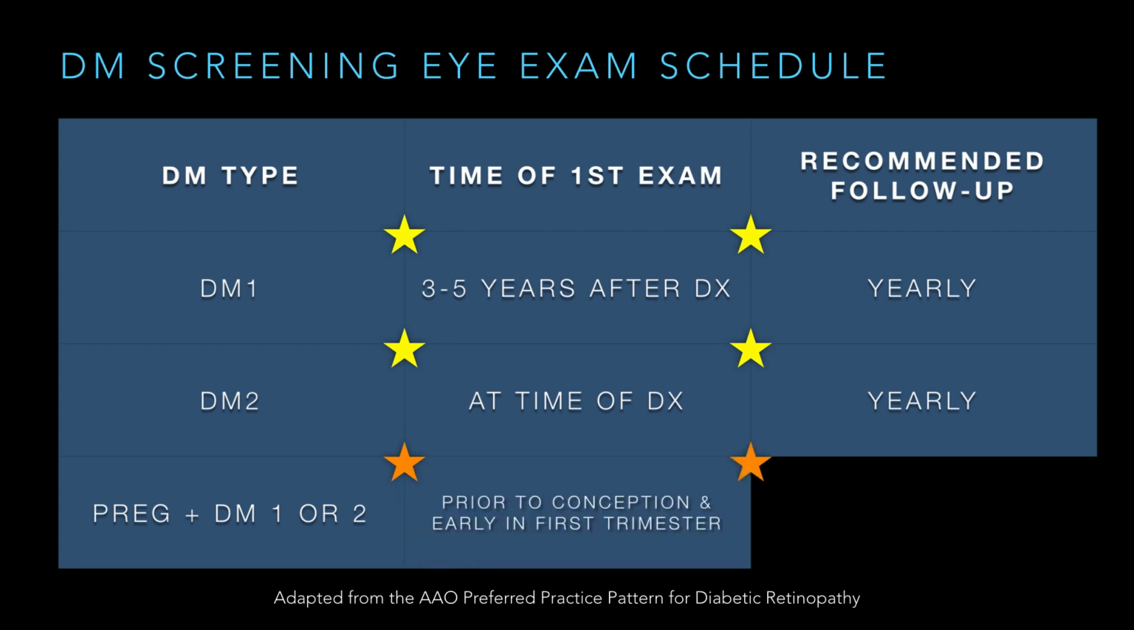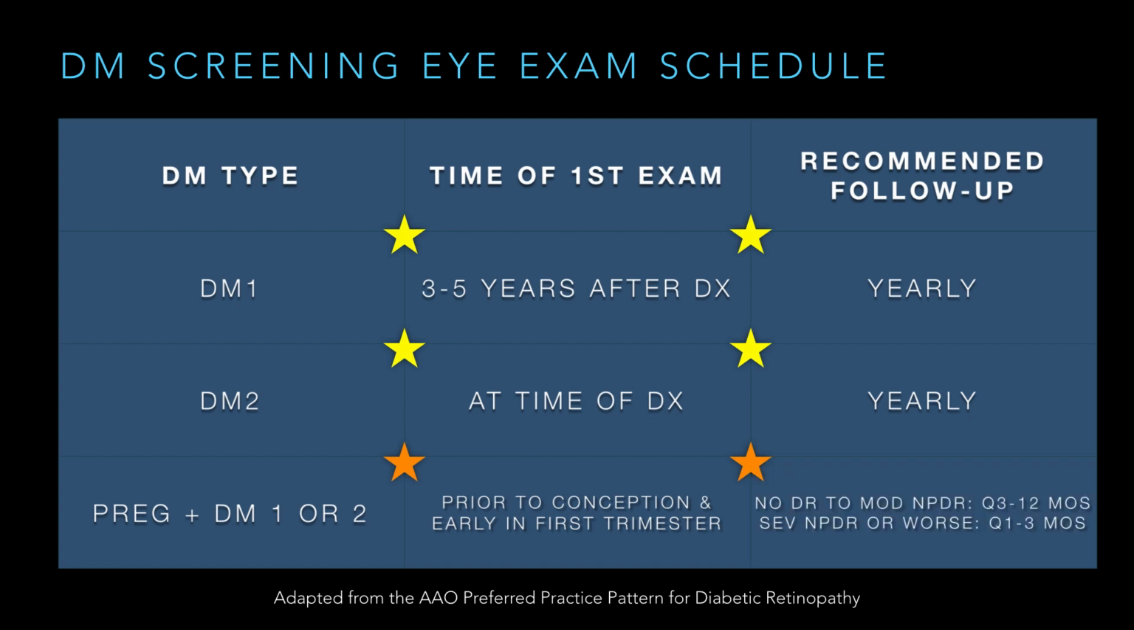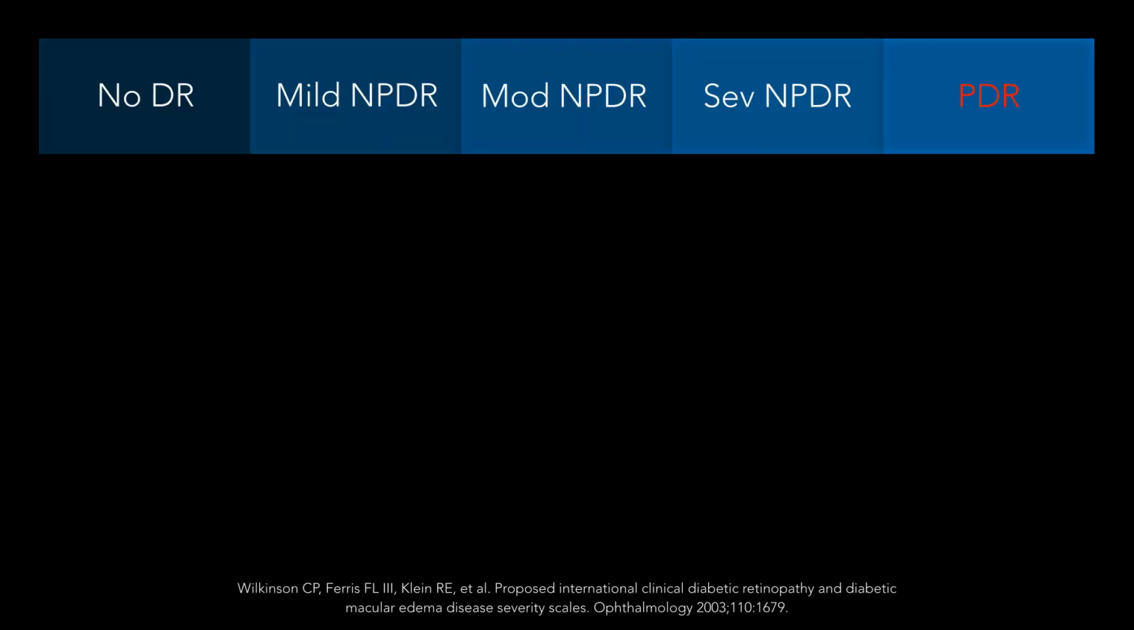Yeah, well, if you're trying to get pregnant, early in the first trimester, as soon as you can, basically, right? And then how do you follow them up? This is a bit of a trick question, so I'll just give it to you. If they don't have anything going on, you want to see them about every 3 to 12 months, but that's what they say. And then if it's severe NPDR or worse, you want to see them every month. Okay. Have a low threshold.